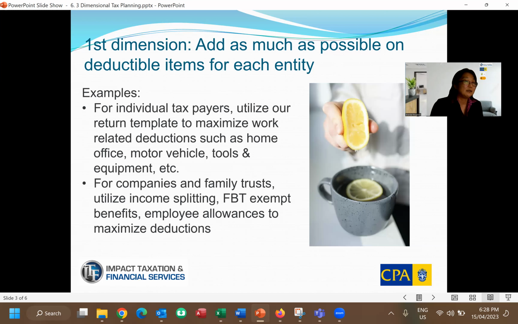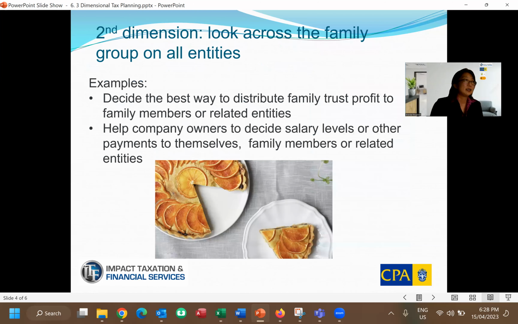Again, if you are already our existing clients, we have probably helped you many times to utilize all those strategies. So that's on individual entities. And then let's have a look at that second dimension, which is to look across the family group on all entities. So here are the examples we have listed.